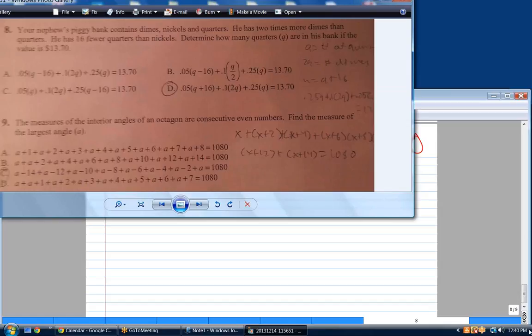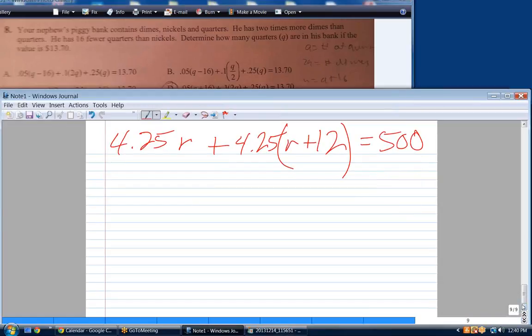All right. Okay. Piggy bank problems. I love them.